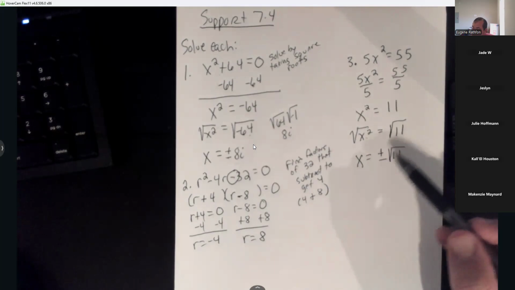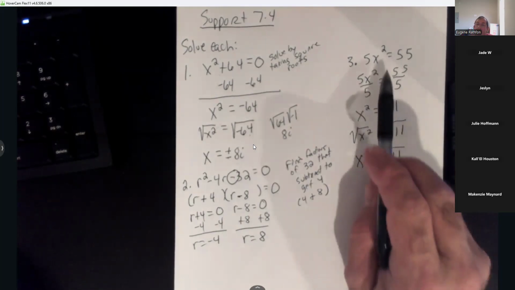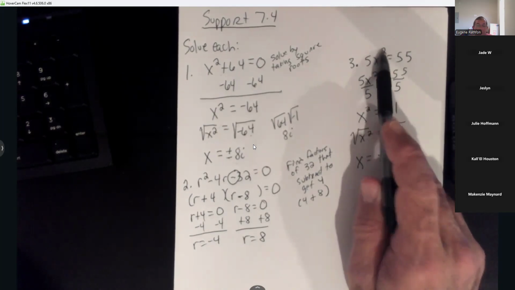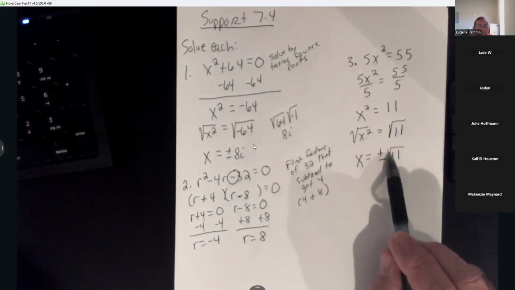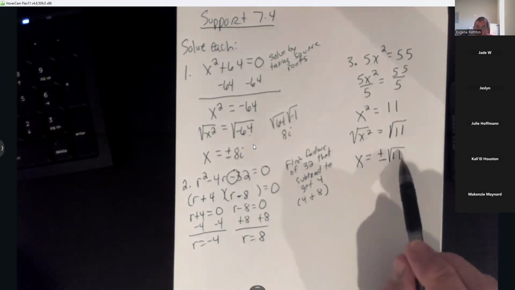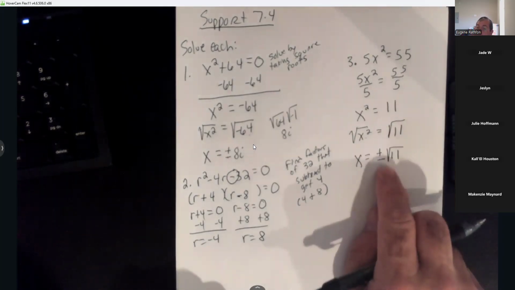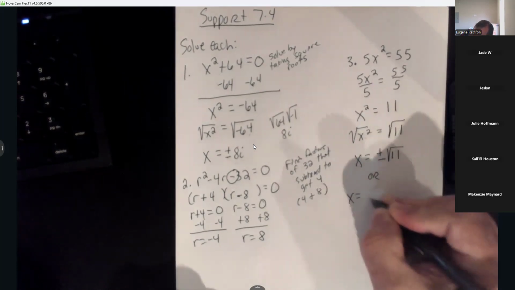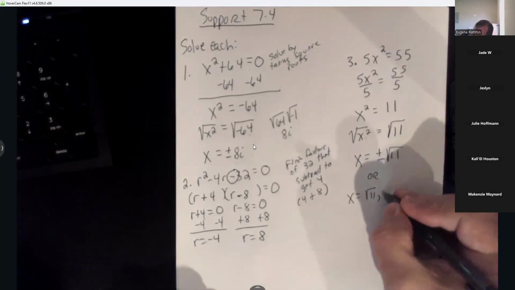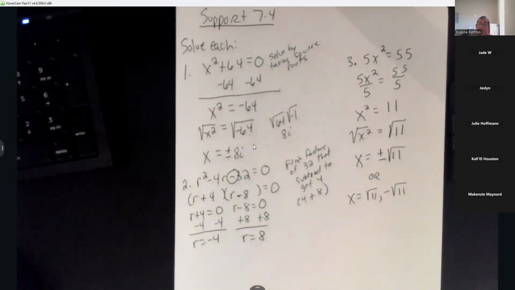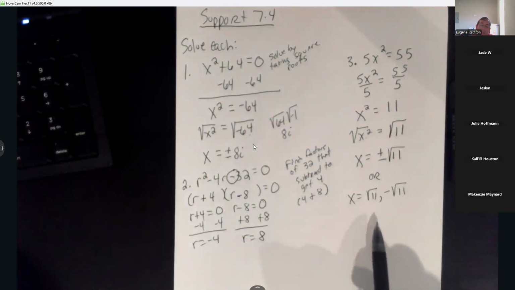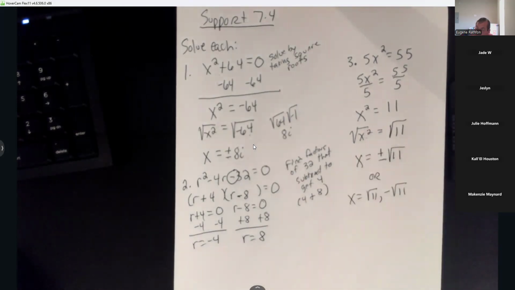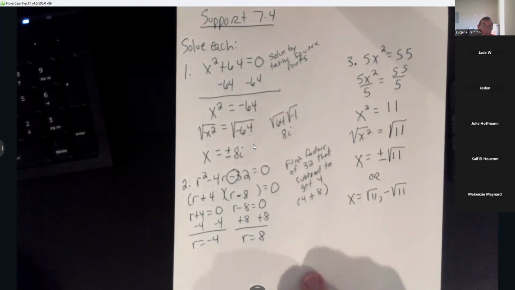So remember, when you write your final answers, you've got to have two answers since this was an x squared. The exponent tells you how many answers you get. So I get a square root of 11 and a negative square root of 11. You can write the answer using the plus or minus, or you could do x equals square root of 11, comma, negative square root of 11. Either way, me personally, I usually use the plus or minus. But y'all, like I said, either way, okay?